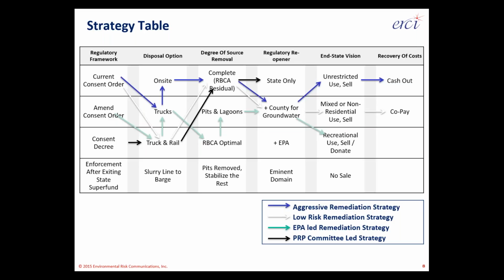But the basic idea is that in each of the columns here moving left to right, and I've got 6 displayed here, you've got a regulatory framework to work on and worry about. You've got some disposal options to work on and worry about. A degree of source removal, whether or not there will be a regulatory reopener that will cause you to revisit your strategy in the future, what your end state vision is for the property itself, and what you can look forward to for recoveries of costs concurrently.